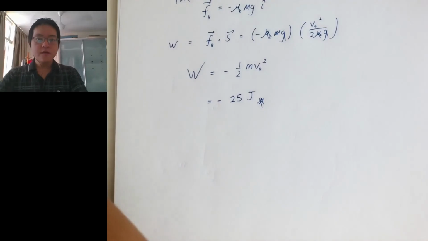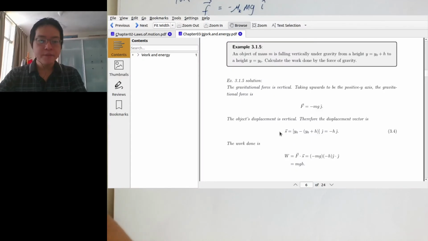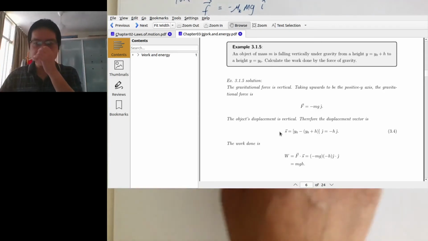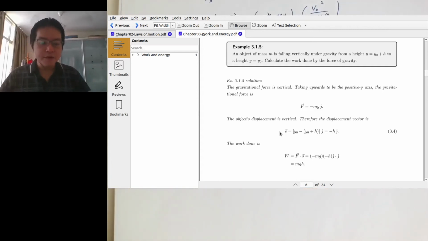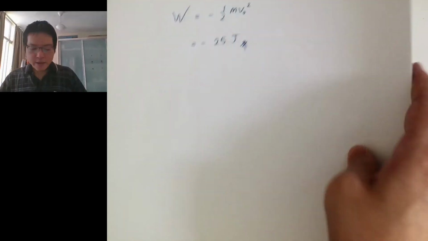So this is another example, but now involving gravity. An object of mass m falls vertically under gravity from a height of this much to this much. Calculate the work done by the force of gravity. Okay, so let's compute this. Any other question? Okay, so now let's calculate the work done by gravity.